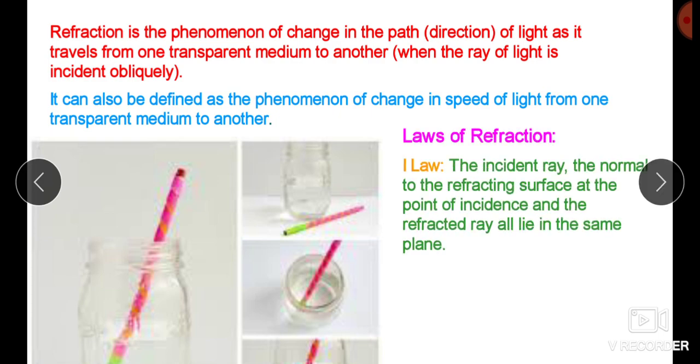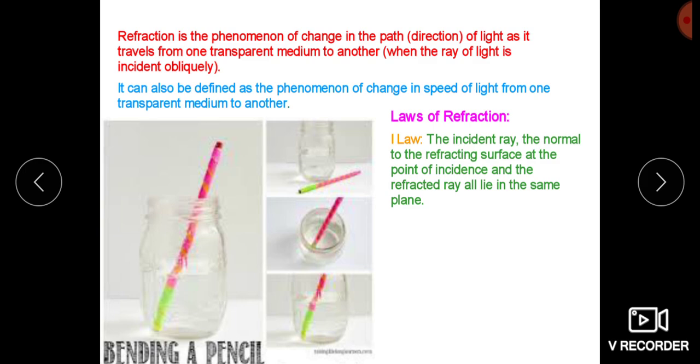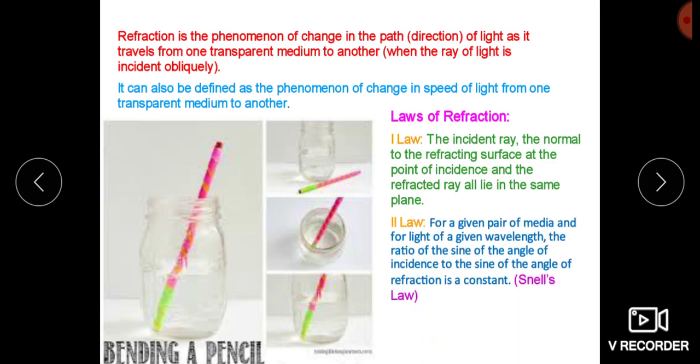Here are the laws of refraction. There are two laws, and this is one of the important ones. First law: the incident ray and the normal to the refracting surface at the point of incidence, and the refracted ray, all lie in the same plane. That is, the incident ray, refracted ray and normal lie in the same plane. What is the second law?